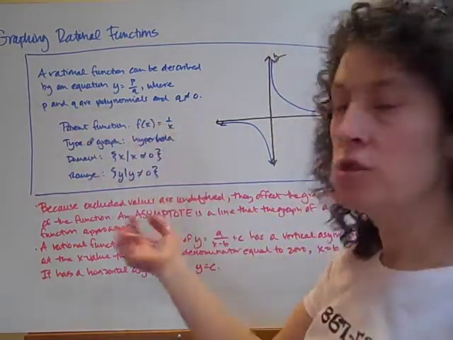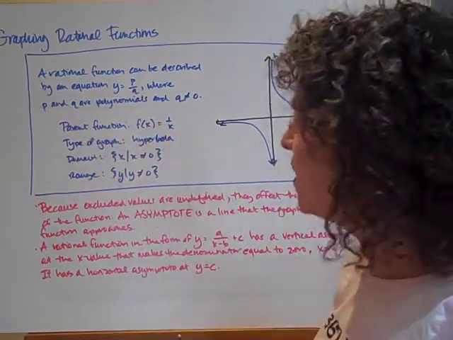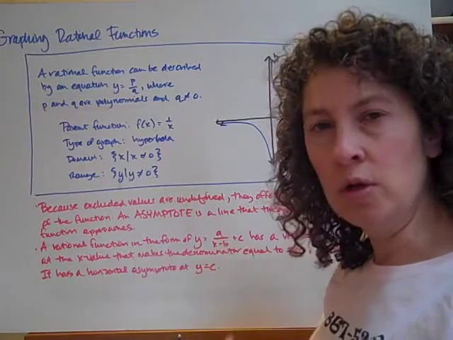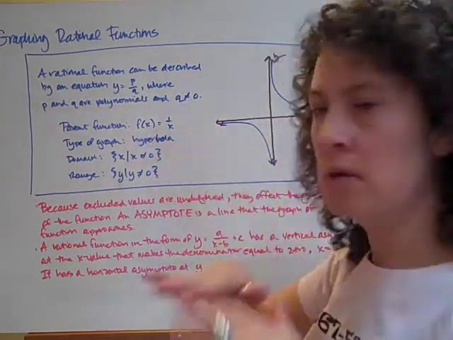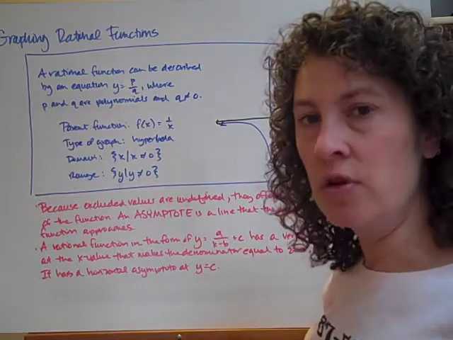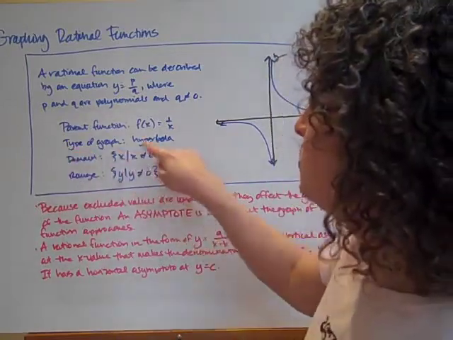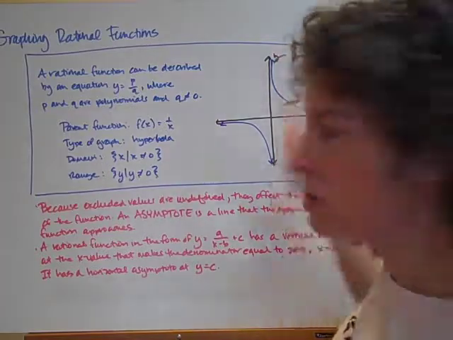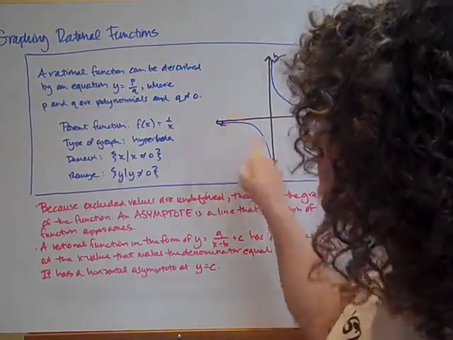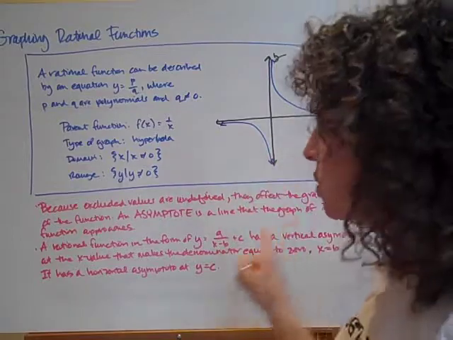The parent function, the basic function of a rational function, if we're looking at just where we start from, is f of x equals 1 over x. That's our basic. It doesn't get any simpler than that as far as a rational function. The type of graph is a hyperbola, and that's our water slide roller coaster slope here. It's not a slope, it's a curve.